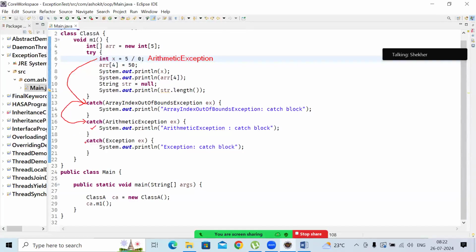No. I told you, even though you write 3 catch blocks, only one catch block will be executed at a time. Only one will be executed, right? Yes, sir. Okay. Cool.